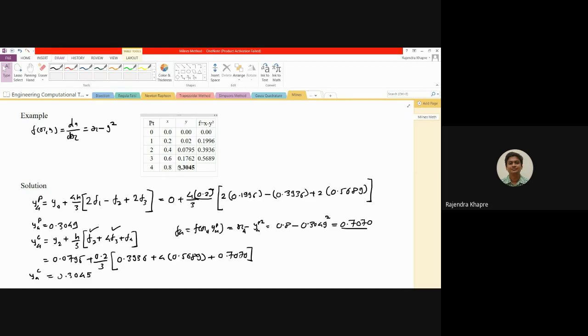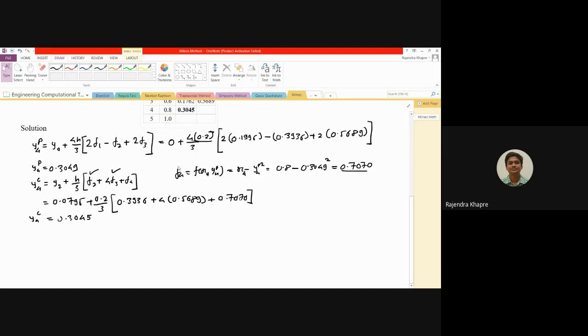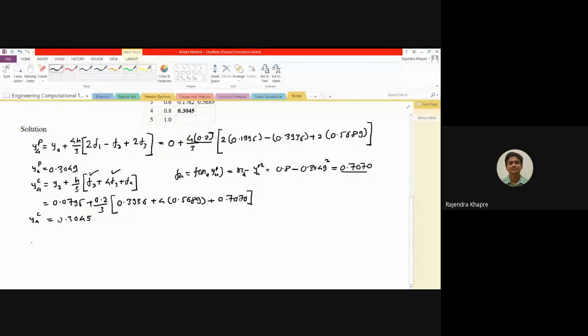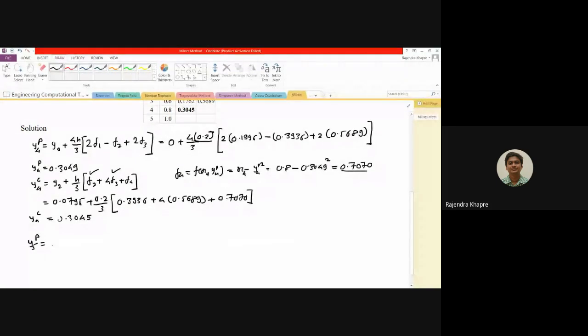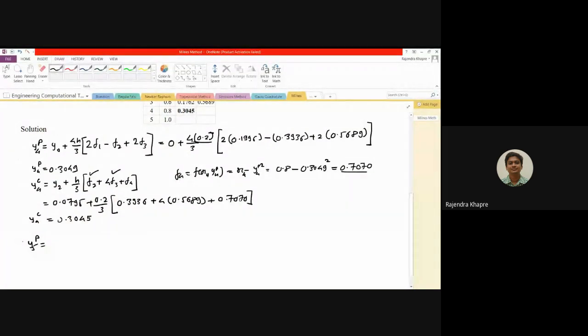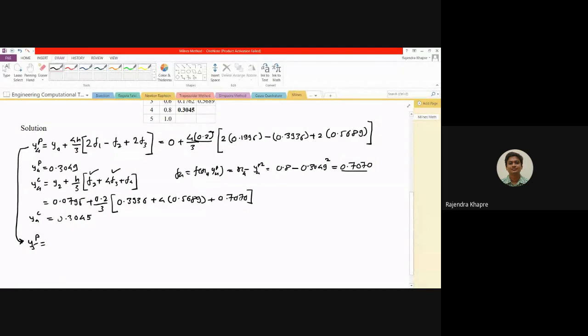Now we will expand this and try to find out the location at 1.0. For this purpose we have to use a similar type of equation. We have to go for predicted and also for corrected. So now we will be working on y5 predicted. We will use a similar equation to the one already used, only one subscript will be increased. So in place of y0 you will now have y1.